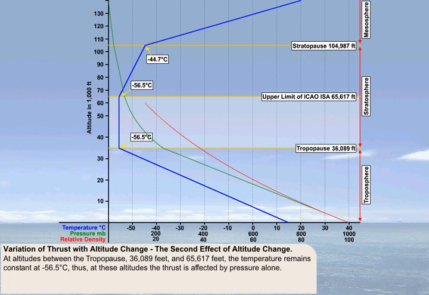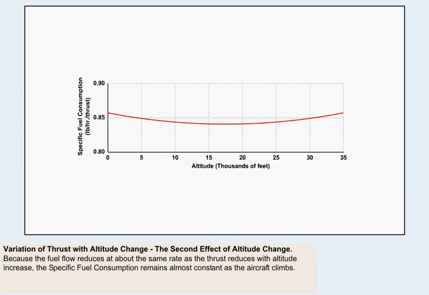At altitudes between the tropopause and 65,617 feet, the temperature remains constant at minus 56 degrees Celsius. Thus, at these altitudes, the thrust is affected by pressure alone. This graph demonstrates that the specific fuel consumption remains almost constant with altitude increase. This is because the fuel flow reduces at about the same rate as the thrust reduces as the aircraft climbs.